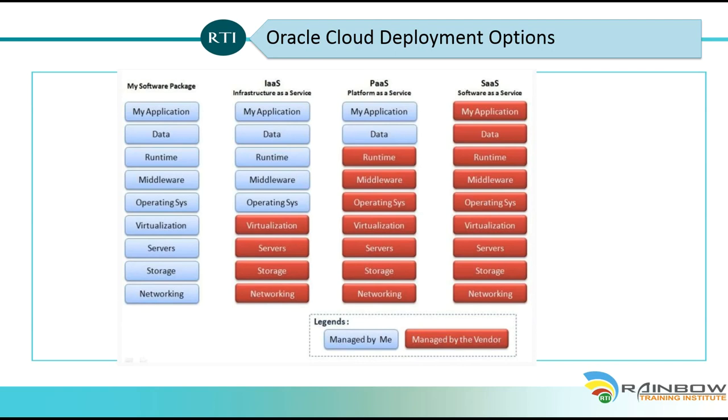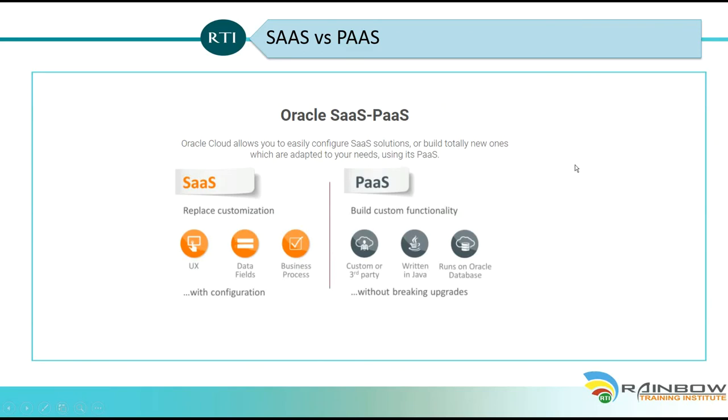Okay, so let us see SaaS and PaaS. Oracle SaaS and PaaS. As in, Oracle Cloud allows you to easily configure SaaS solutions or build totally new ones which are adapted to your needs, which is using PaaS, right? So easy configuration can be in SaaS, but to build new ones for our needs, that has to go to PaaS. So SaaS is nothing but a simple customization of UX, user screens, look and feel.